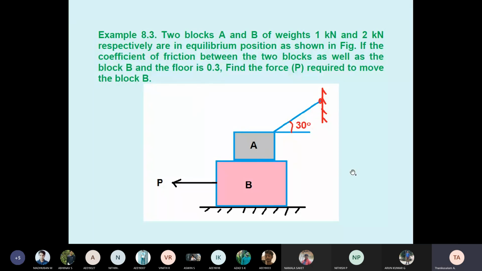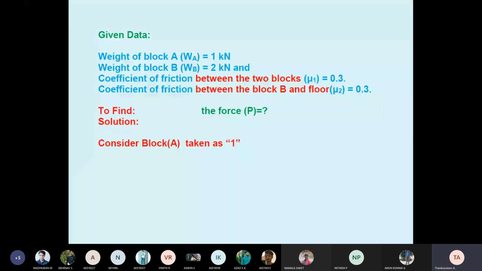You see the free body diagram. They asked for P. For this type of problem, first consider block A. The given data: weight of block A, W1, is 1 kilonewton, WB is 2 kilonewton. Between the 2 blocks mu1 equals 0.3, and between block B and the floor it is 0.3. The question asks to find the force P. So I am taking block A as block 1.